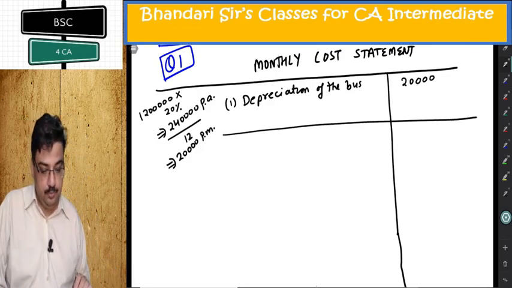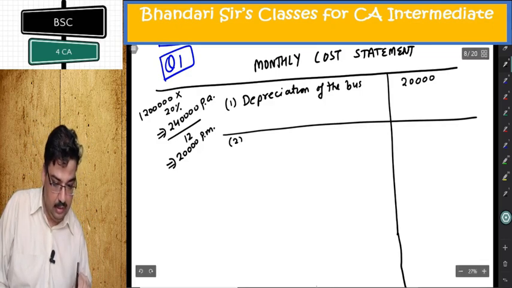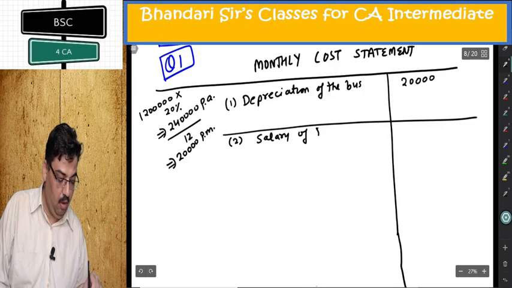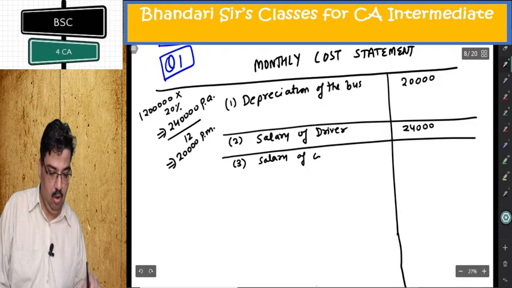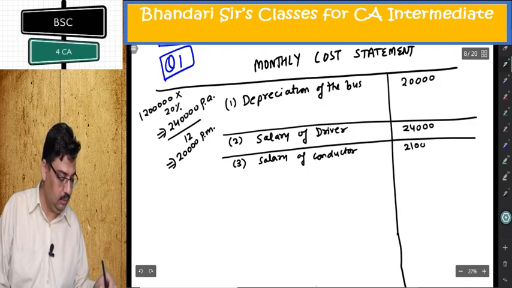Number 2, salary of conductor, driver. Salary of driver 24,000 per month. I need per month only. Number 3, salary of conductor 21,000.